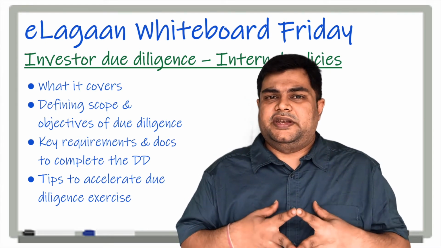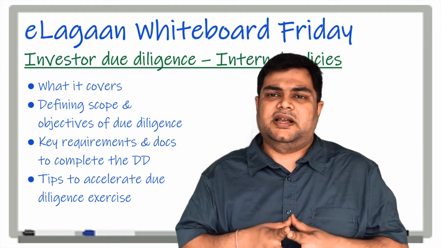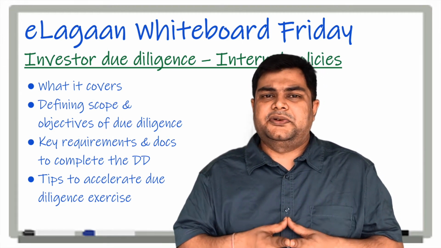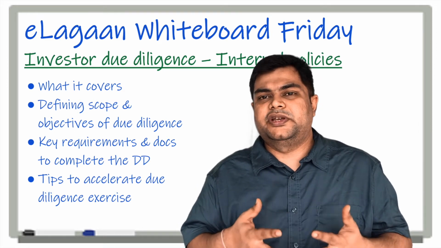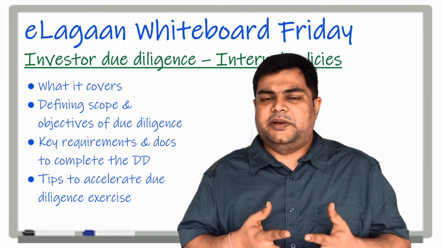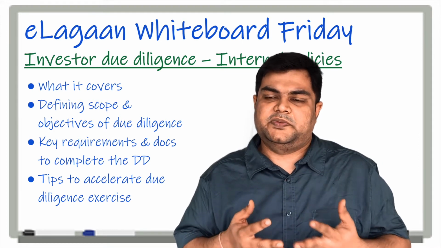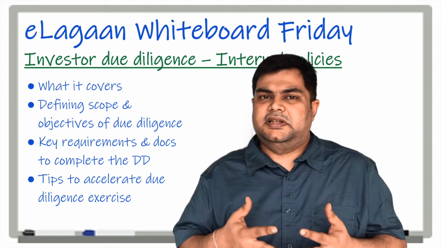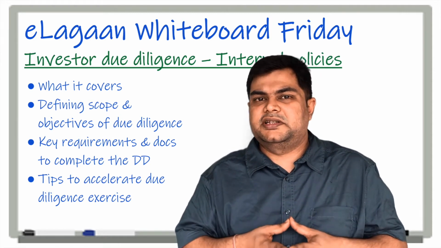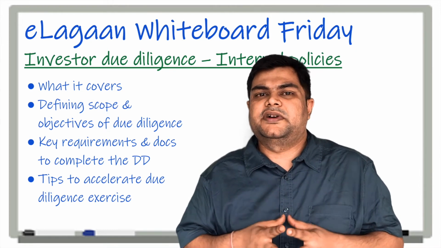There could be various types of policies, and the most common ones could be divided broadly into HR policies. This would involve your policies on employees, your employee handbooks, leave policies, travel policies, and expense reimbursement policies. Let's say maternity benefit policies and prevention of sexual harassment would also be covered under that.